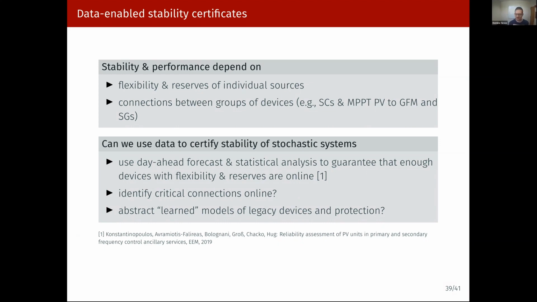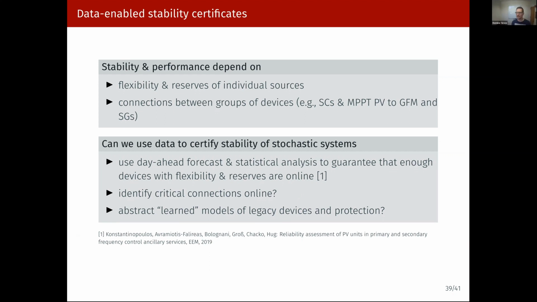The final thing is that, as we were alluding to earlier, for the analysis, I used extremely crude models, like a swing equation model for a synchronous generator. It doesn't even account for the PSS. It certainly doesn't account for protection. So one question would be, are there similar abstract models for other legacy devices that we didn't account for? And can these things somehow be learned from data?